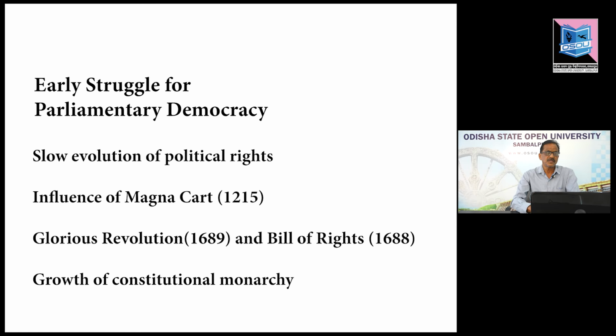When we enter the 17th and 18th century, major changes took place. Before that, before we look at how the British people got parliamentary rights, let us have a very brief knowledge about the nature of British political institutions prior to the growth of parliamentary democracy.